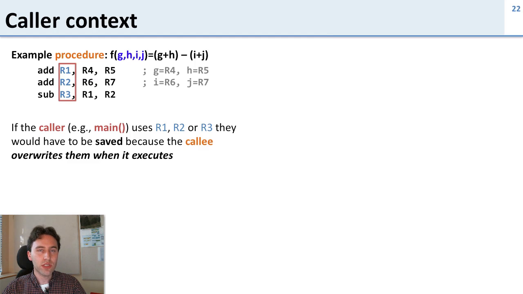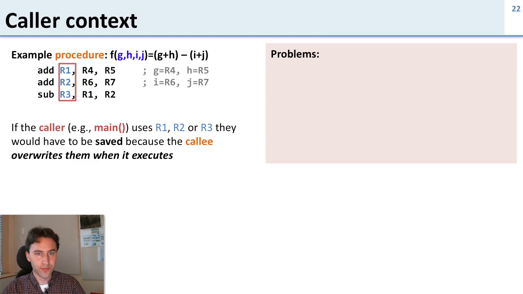If we look at this procedure here, you see that this procedure, the callee, is going to write data into registers 1, 2, and 3. So if the caller is using registers 1, 2, and 3, we need to make sure somebody saves those because the callee is going to overwrite them. So this is what we need to do. We need to make sure that the context doesn't mess up, that the registers that the caller is using are preserved after we make the call to the callee.